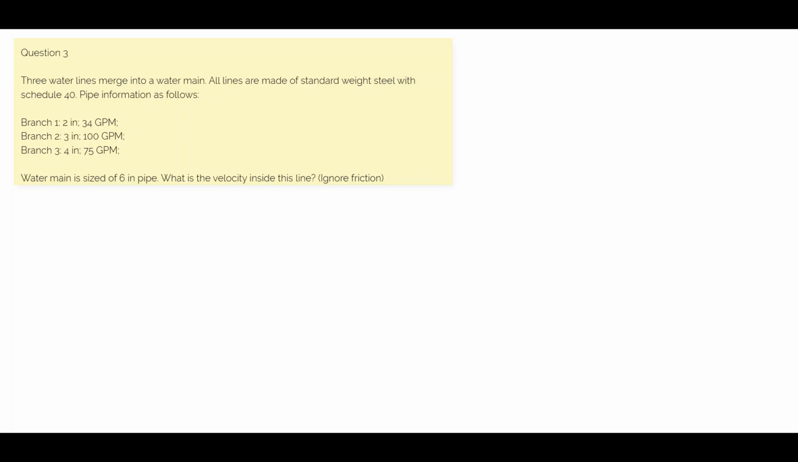Question 3. Three water lines merge into a water main. All lines are made out of standard weight steel with Schedule 40 pipe. Pipe information as follows. Branch 1, 2 inches, 34 gallons per minute. Branch 2, 3 inches, 100 gallons per minute. Branch 3, 4 inches, 75 gallons per minute. Water main is sized of 6-inch pipe. What is the velocity inside this line?